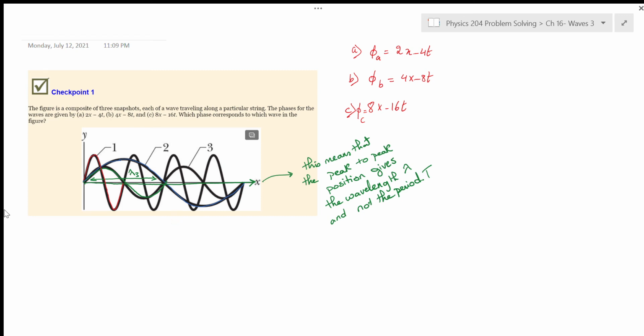Okay, so in this question, we have three waves traveling along a string. The phases for the waves are given by 2x minus 4t, which I named phi A, 4x minus 8t, which I named phi B, and 8x minus 16t, which I called phi C. The question is which phase corresponds to which wave in the figure.